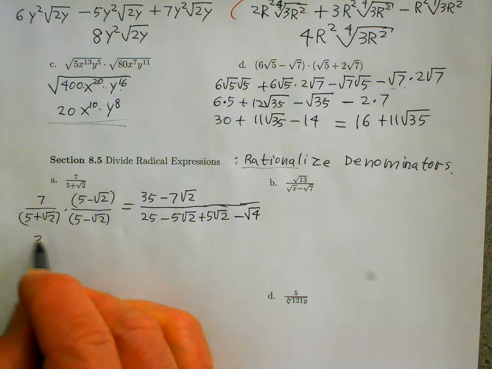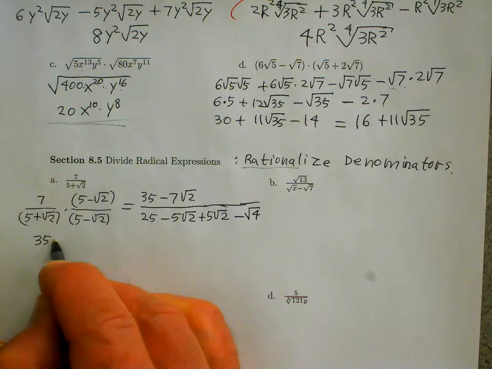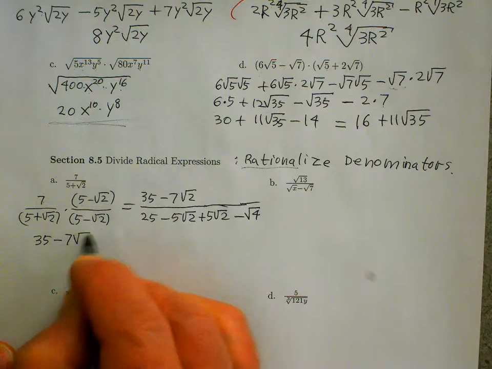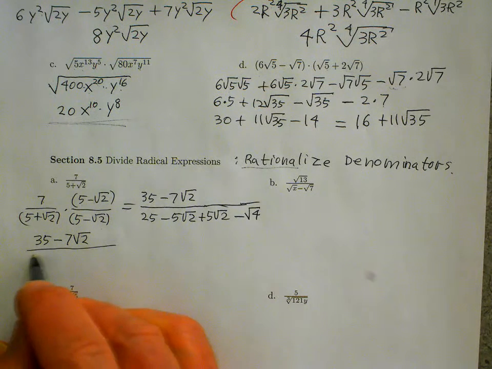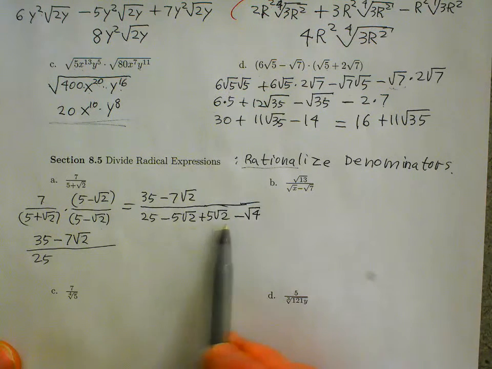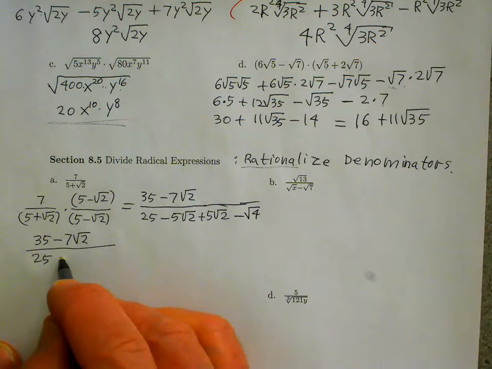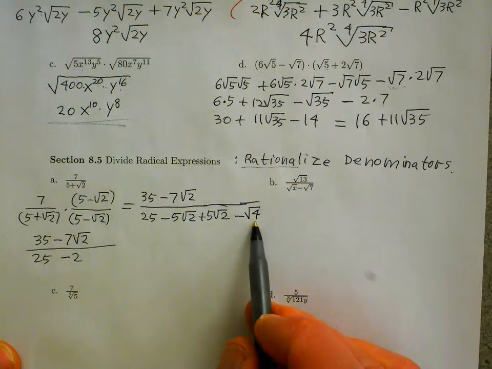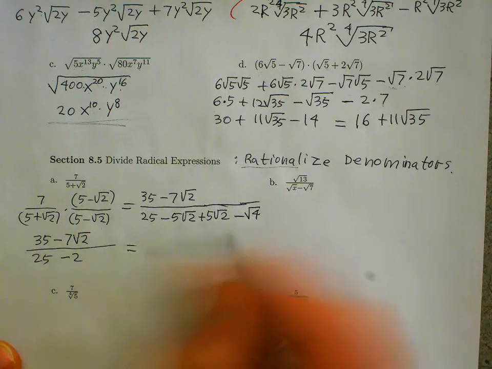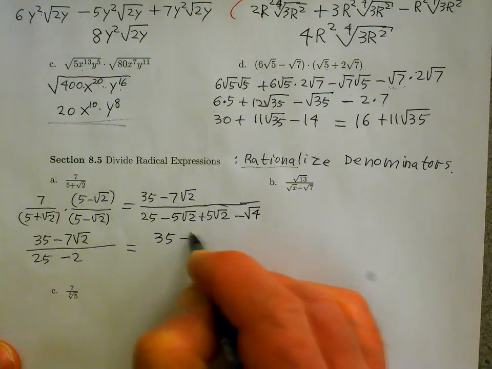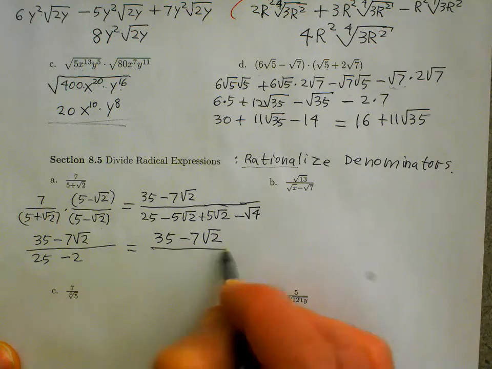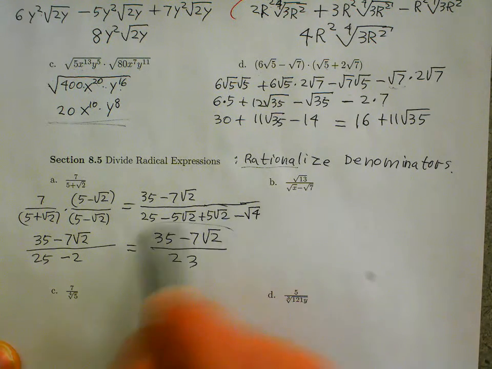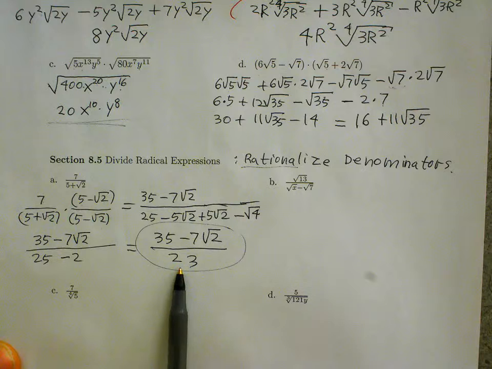So the numerator is simplified as much as it can be for now. This 35 minus 7 times the square root of 2. In the denominator, 25, the two middle terms add up to 0. And then simplify the square root of 4 to 2, so we have 25 minus 2. And then finally, 35 minus 7 times the square root of 2 divided by 23. So 23 is a rational number. That means we've succeeded in rationalizing the denominator.